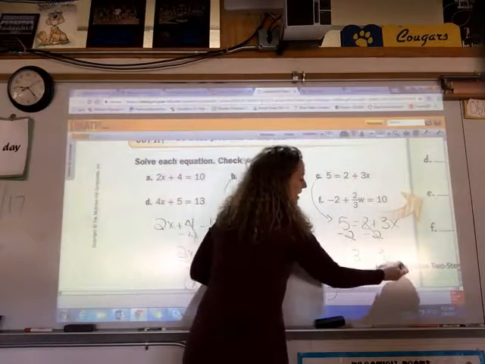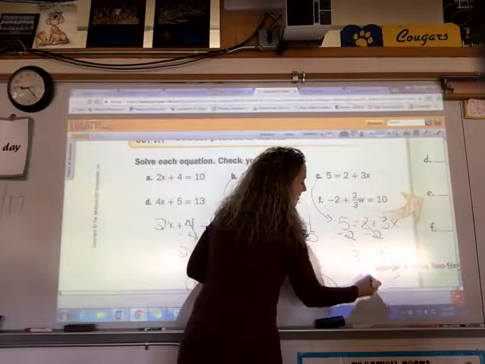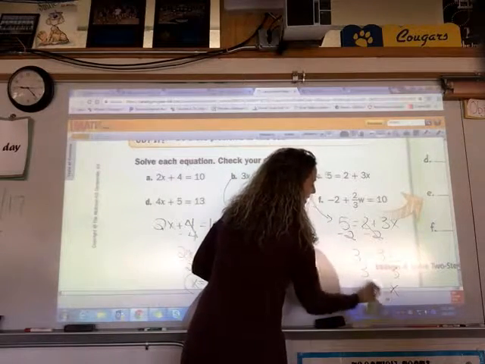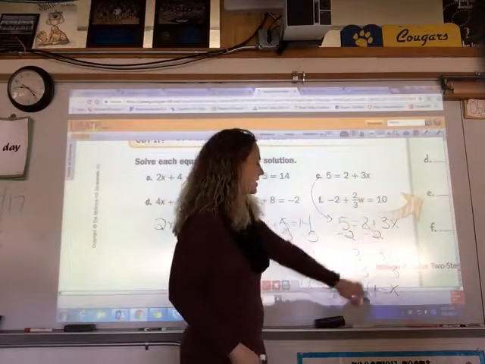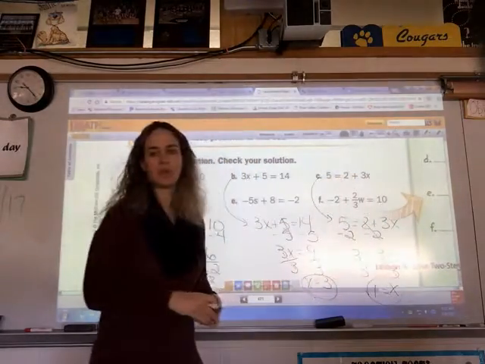Now I'm taking 3 times x, so the opposite of that would be to divide. So x should equal 3 divided by 3, which is 1. So let's check it. 3 times 1 would be 3, plus 2 is 5, so it does work out.